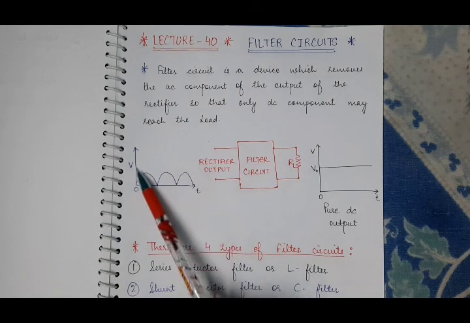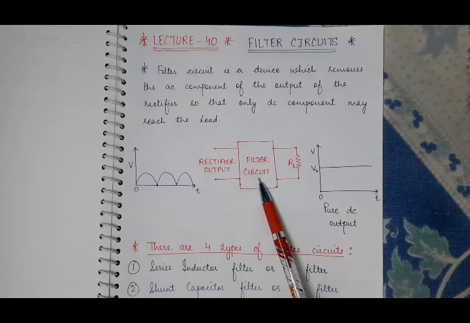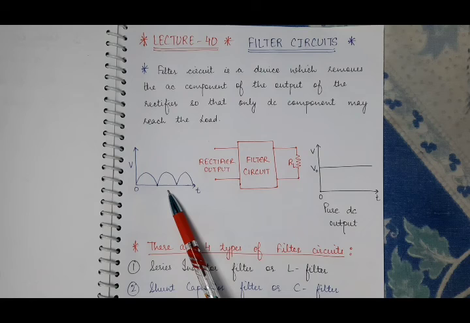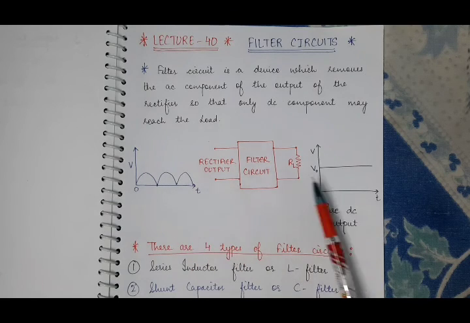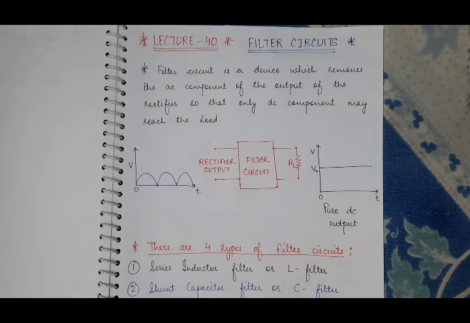And this is the output of the rectifier which we feed to the filter circuit. This is pulsating in nature, but on the other side of the filter circuit, the output is purely DC. So this will be the output when we connect a filter circuit to the rectifier output.